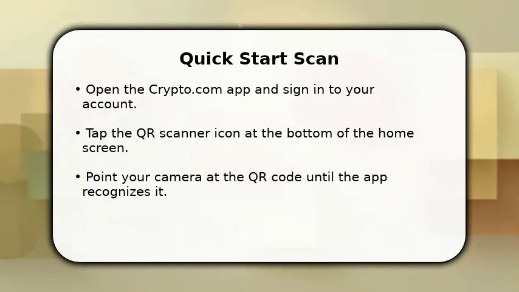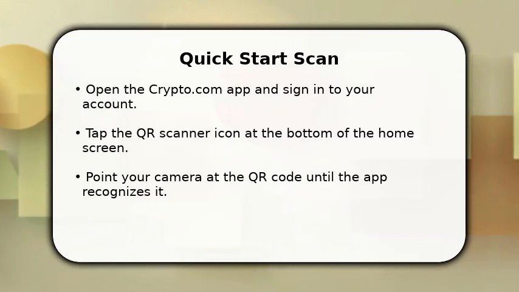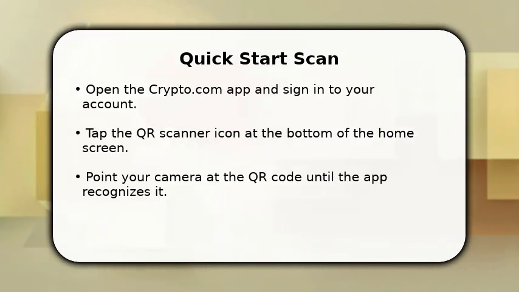In this video, I will explain how to scan QR code crypto. Open the Crypto.com app, tap the QR scanner on the home screen and allow camera access. Hold your phone steady and center the QR code in the frame until it decodes. Confirm the address, check the amount and network, then approve the transaction.